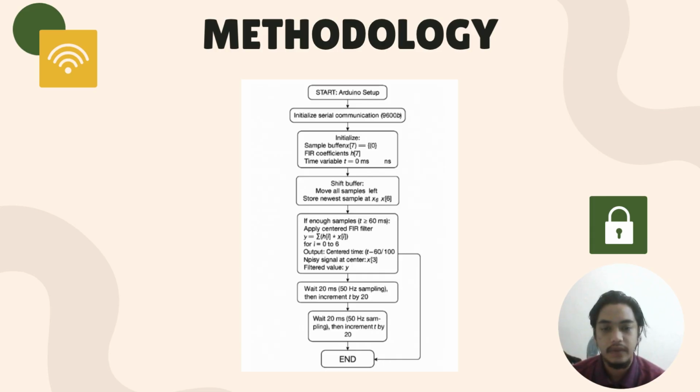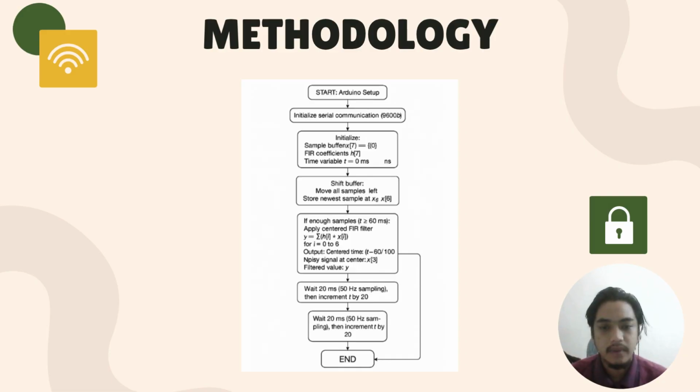The first one is for the Arduino. It starts with the Arduino setup. Then we initialize the serial communication to 9600 baud. Then we initialize the sample buffer to 0 and the FIR coefficient to H7, and the time variable is set to t equals 0 milliseconds.